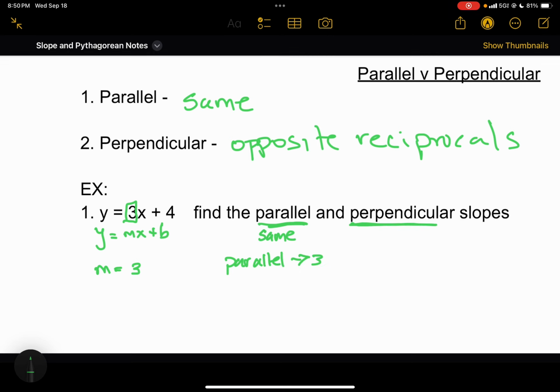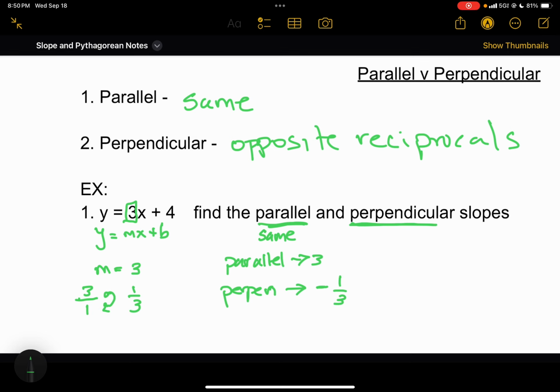Perpendicular slope, opposite reciprocals. Opposite first, so we'll do perpendicular. Opposite, meaning if it's positive to start, opposite would be negative. If it's negative to start, opposite would be positive. My 3 is positive, so this would be negative. Reciprocals, meaning that if my slope is 3, then I can always put a whole number over 1. So 3 divided by 1 is still 3, right? And I'm not changing the value of that. But when I make the reciprocal, I'm flipping it. So if it's 3 over 1, it becomes 1 over 3.